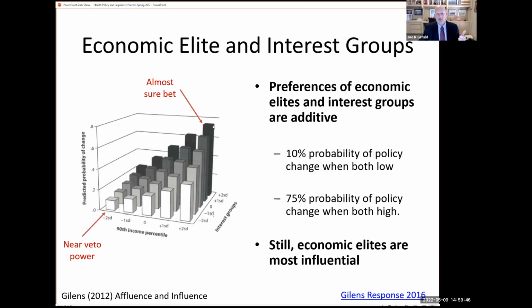So when interest groups and the rich align in their preferences for legislation, it has almost a 75% chance of passing. When the rich and interest groups uniformly oppose the legislation, it has less than a 15% chance of passing, right? And so there's a lot of difference here in between, but this graphic very vividly shows the impact that our economic elites and interest groups can have in the United States.